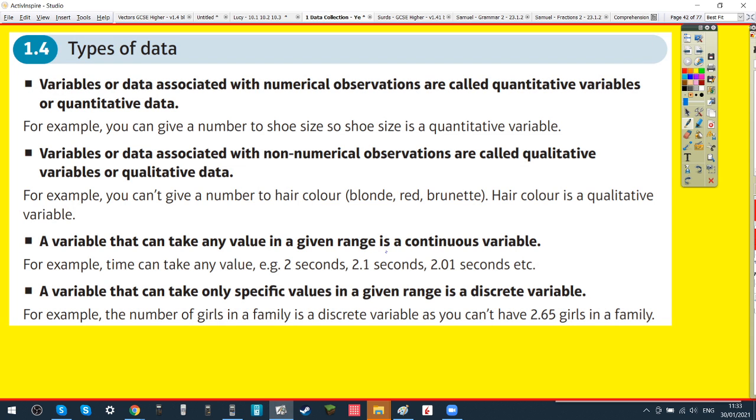Okay, types of data. Qualitative and quantitative. Quantitative, quantity, numbers. Qualitative, quality, words. Red, green, blue, that type of thing. Variables: a variable can be continuous or discrete. If it is continuous, it can take any value in a given range, like 2, 2.1, 2.01. A discrete variable can only take certain specific values in a given range. So a shoe size can be 5, 5.5, 6, 6.5, but it can't be 6 1/3. That doesn't exist.